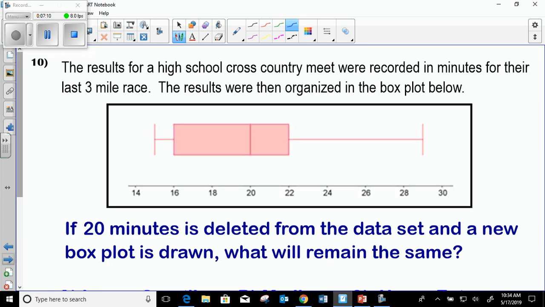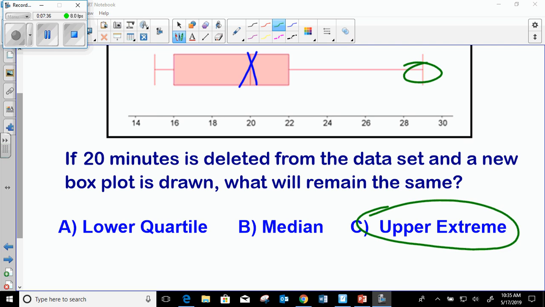All right, number 10. The results for a high school cross-country meet were recorded in minutes for their last 3-mile race. The results were then organized in a box plot below. If 20 minutes is deleted from the data set, and a new box plot was drawn, what will remain the same? So pause the video and see if you can figure that out. After reading and looking at the box plot, you should have noticed that the upper extreme will still remain the same, even if the number 20 minutes is deleted from the data set.